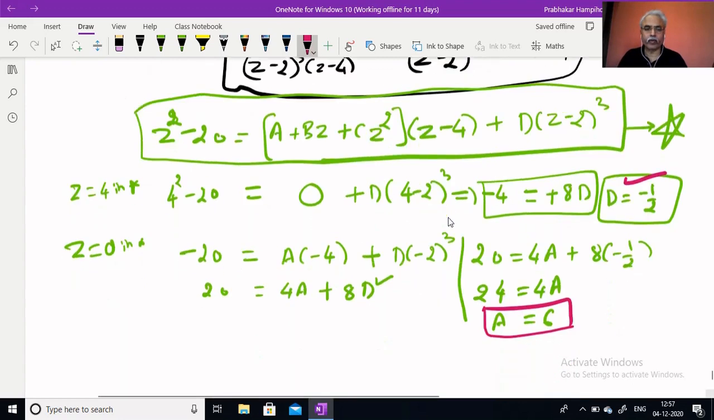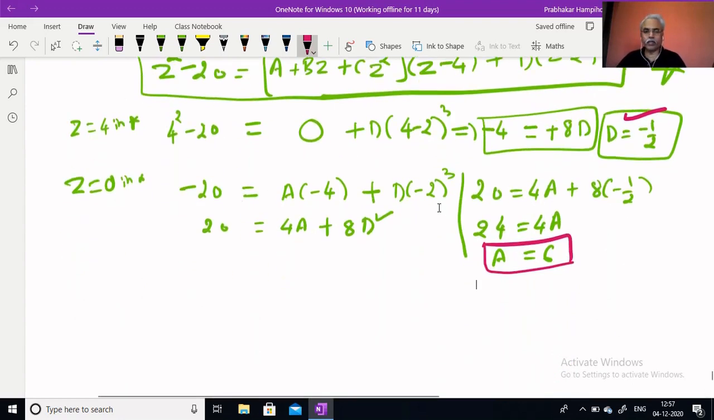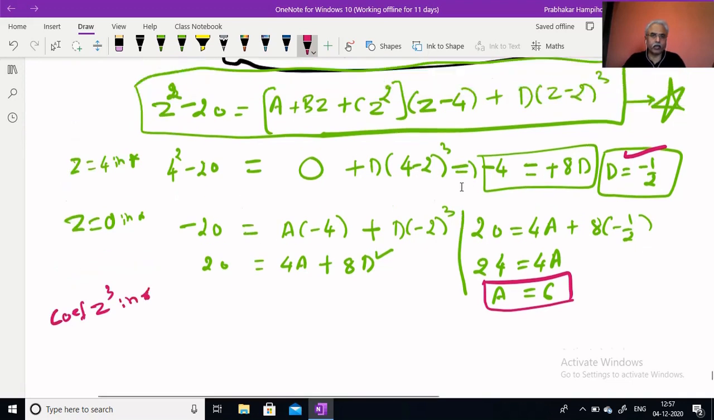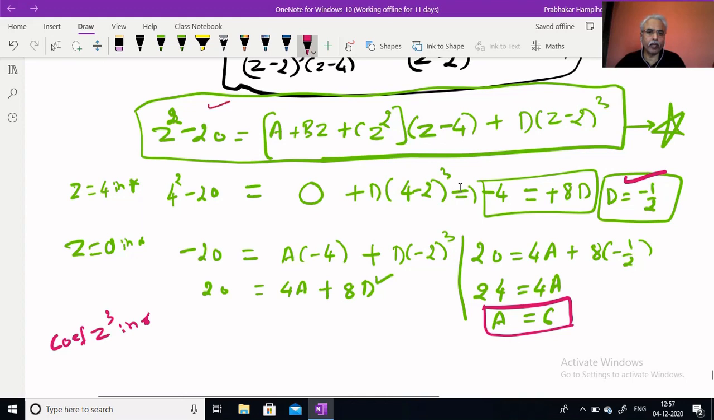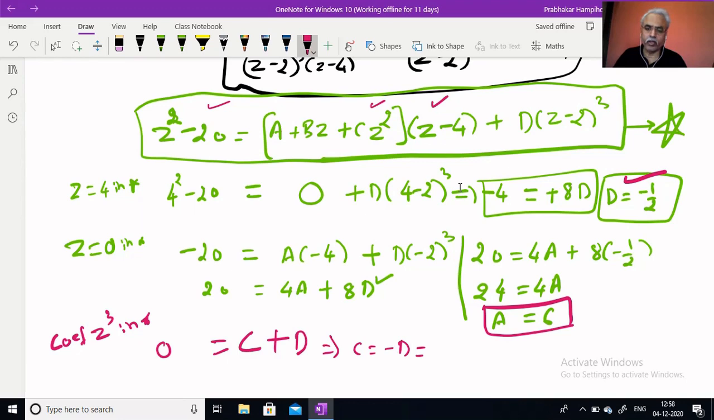To find the next value, let me select some coefficient. Suppose I take the coefficient of z³ in star. On the left-hand side there is no z³ term, so it is 0. On the right-hand side, z into cz² gives cz³, and from (z − 2)³ we get z³ into d. So c plus d equals 0, and we already know d. This implies c equals −d, which is minus of minus half, so the value of c is plus half.